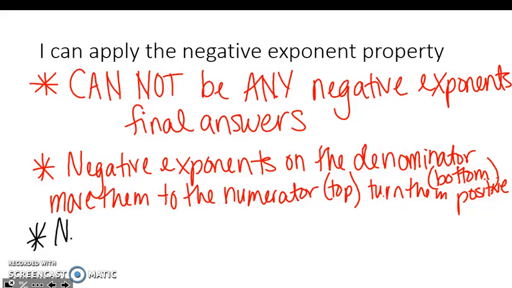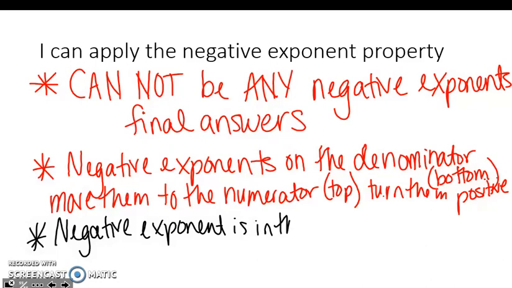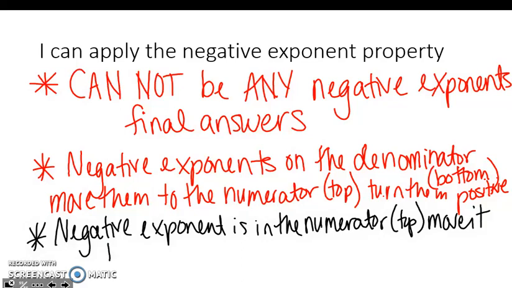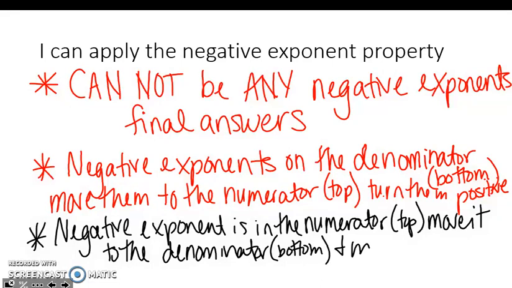If the negative exponent is in the numerator, so if it's on top, we're going to move it to the denominator, or the bottom, and make it positive.